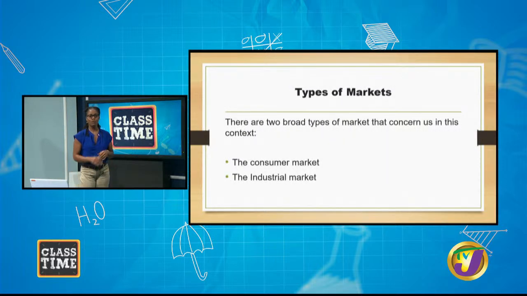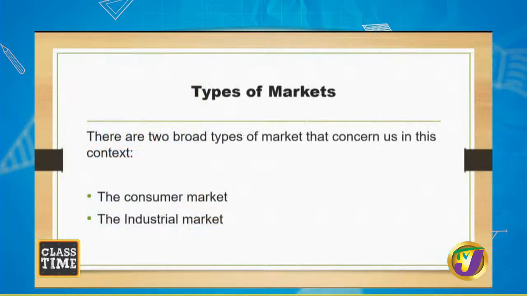Now, there are two broad types of markets that concern us in this context. One, the consumer market, and two, the industrial market. Let us examine the consumer market. You consider yourself a consumer, right? Good. So, what are some of the things that you purchase on a daily, weekly, or monthly basis for personal consumption to satisfy your individual needs? Those items would fall under the consumer market.